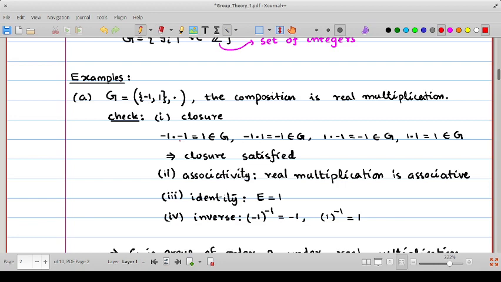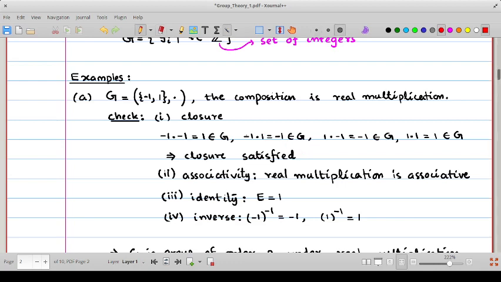So, -1 times -1. By the way, this dot now represents the real multiplication. So, it is -1 times -1, which is 1. And as we see, 1 is an element of the set. Similarly, we consider the composition of the first and second elements, -1 times 1, which is -1, again an element of G, and then 1 times 1, which is 1, an element of the group. So the closure property is satisfied.